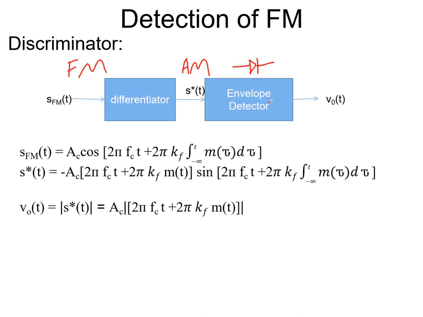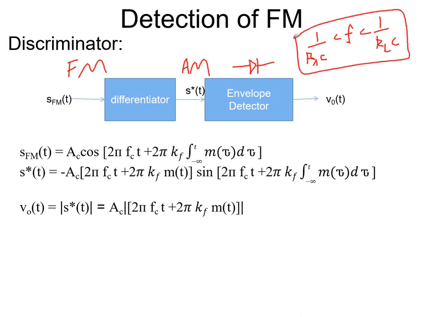Okay, there will be so many rules like this. 1 by RS into C should be, frequency should be lying between 1 by RL into C. These are what you have seen in your earlier module. Now how this differentiator is converting the FM signal to an AM signal, we'll see now.